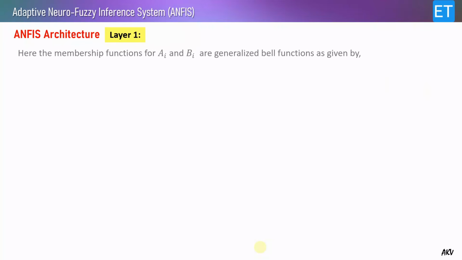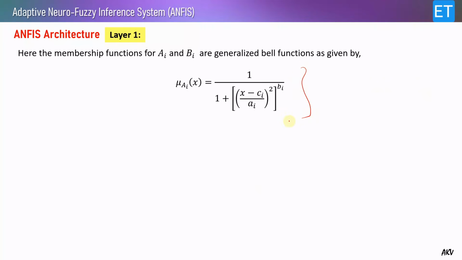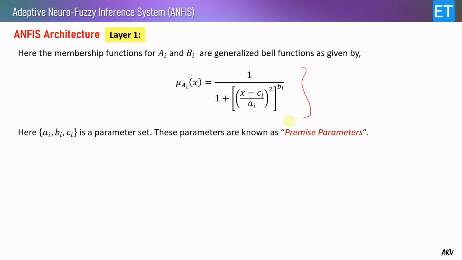Now, as I said, the membership functions are the Bell functions. So that is the expression which governs the shape of the membership functions. Here the parameters ai, bi and ci are known as the premise parameters. These parameters are updated during the training process. Later we will see how they are updated.